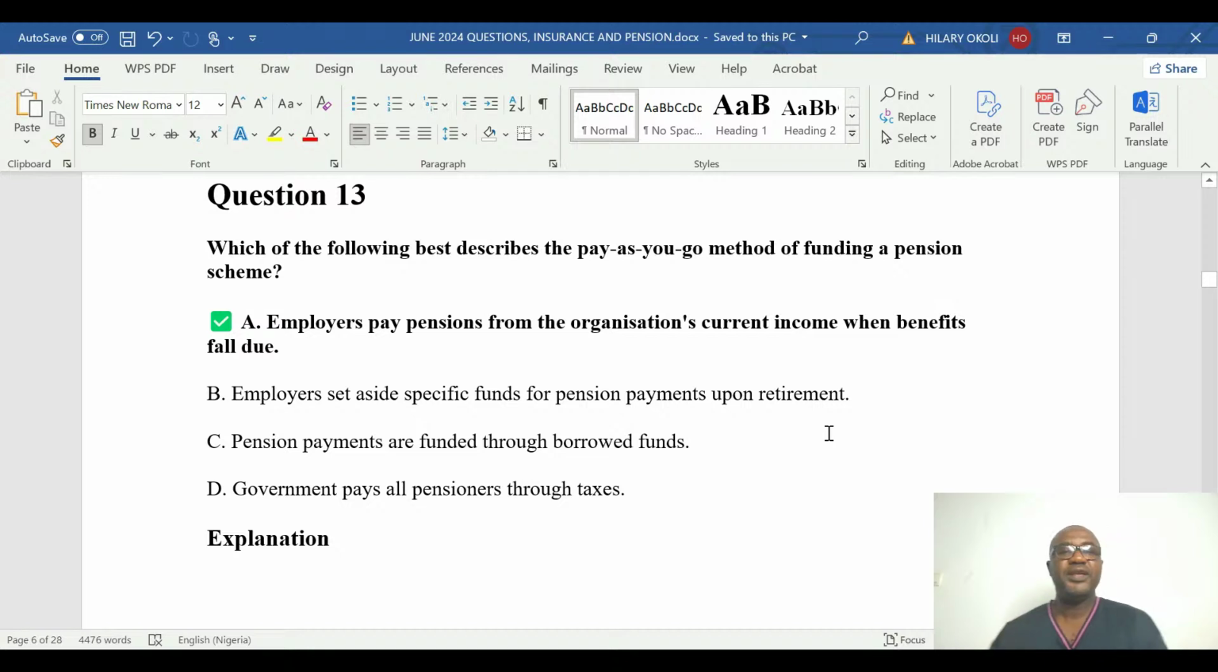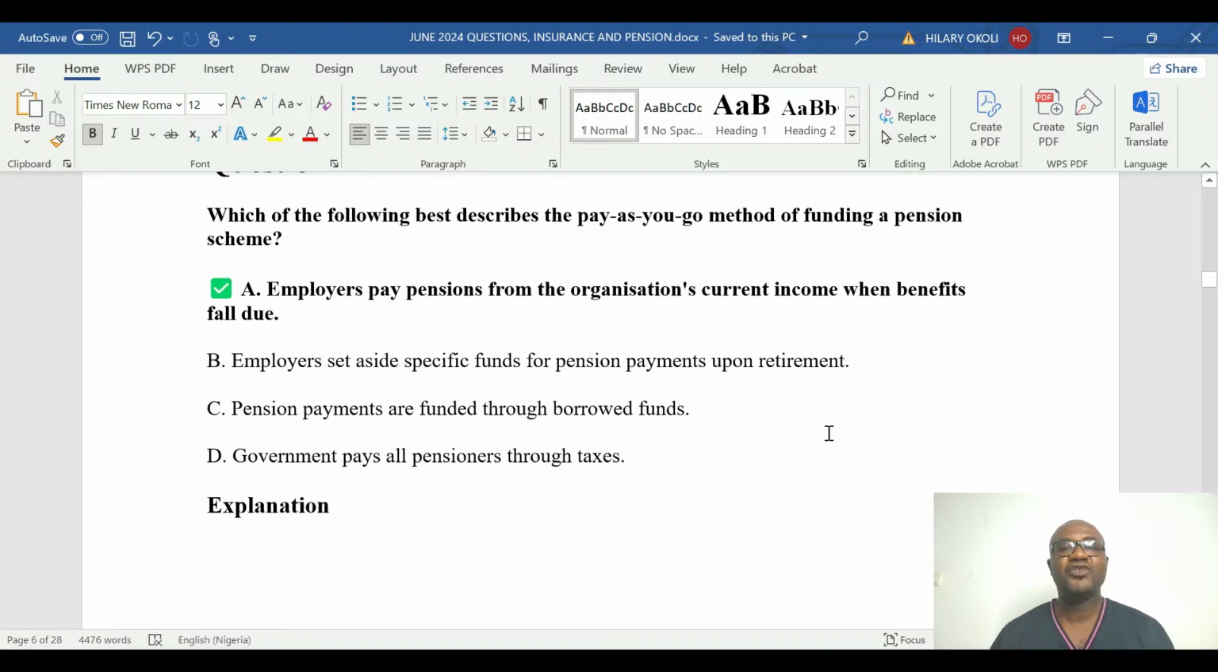Which of the following best describes the pay-as-you-go method of funding a pension scheme? We have taken number one, saying the employer pays the pension from the organization's current income when the benefit is first due. That's what happens. You pay the pension from the organization's current income. To explain that, pay-as-you-go funding of a pension is that the employer will pay from the current income when the benefit is due.